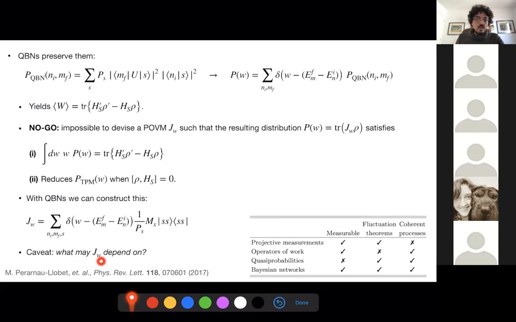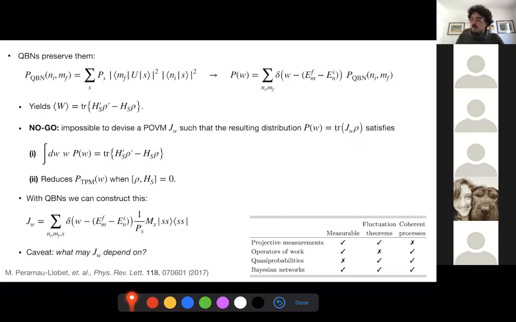So this is a POVM, and what can this depend on? It will actually depend on many things. It will depend on the Hamiltonians, HS and HS prime. It will depend on the unitary and so on. In their no-go paper, they argue that it should also not depend on rho. So it may depend on Hamiltonians and unitaries, but the kind of measurement that you do should hold true for any state rho. And in our case, that's definitely not true.